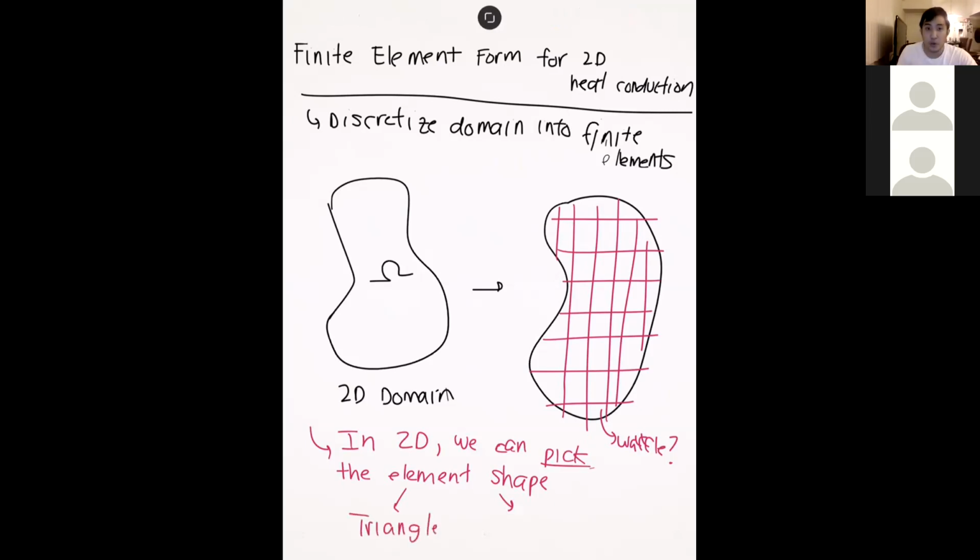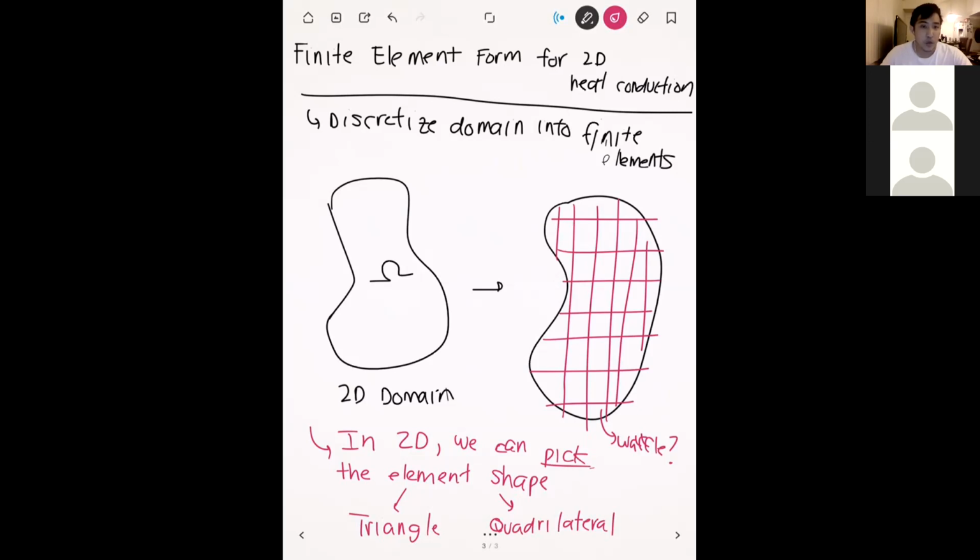The first shape that we'll go over is the triangle. The next shape that we'll go over is the quadrilateral. The quadrilateral is just a fancy term for a rectangle. We're going to go over both of those elements over the course of this week, and we'll see how they become element stiffness matrices.